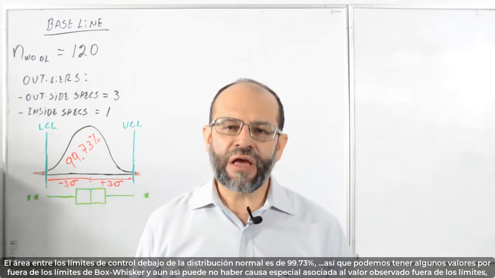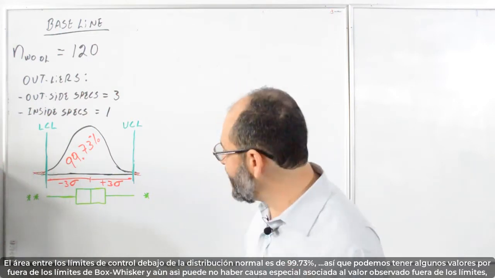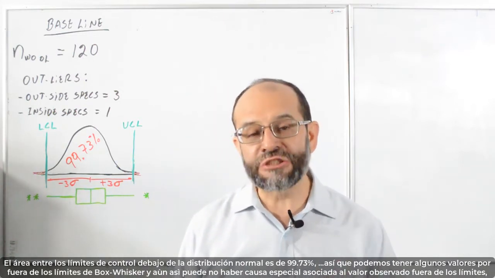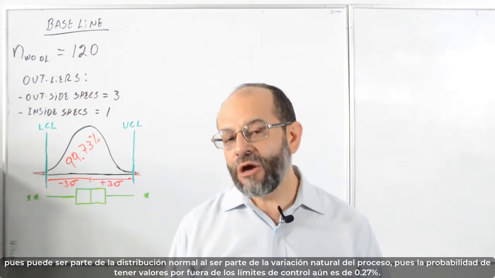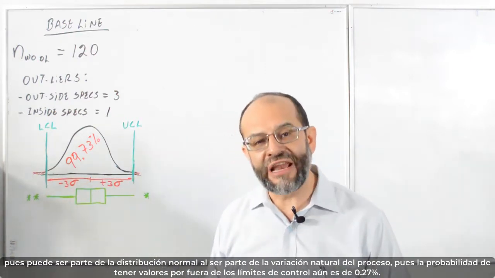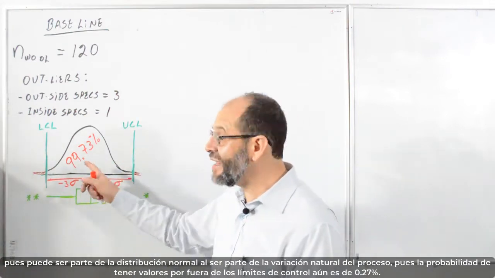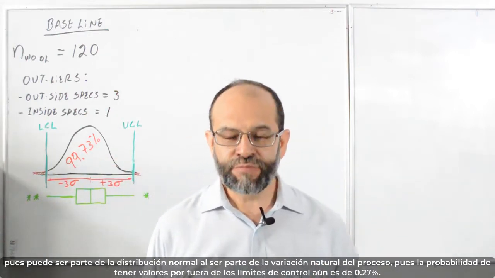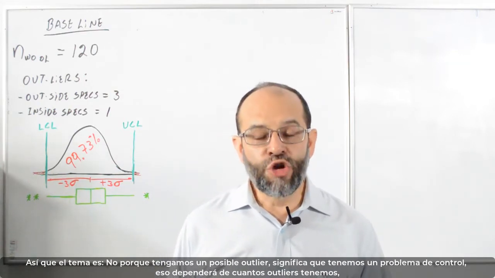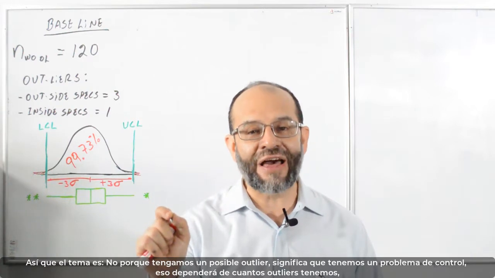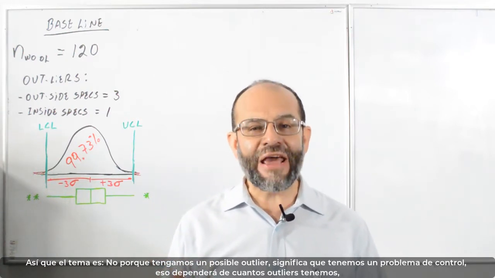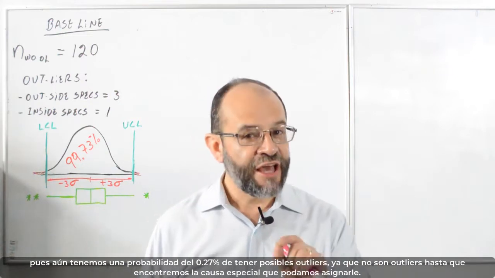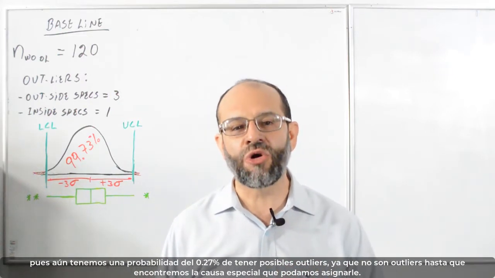99.73%. So we still may have some values that are outside the box whisker limits, and perhaps there is not a special cost associated to that, because that is part of the normal distribution, that is part of the natural variation of the process, because still the probability of having values outside those control limits is 0.27%. So the question is, not because we are having one outlier does that mean that we are having a control problem. It depends on how many outliers, because again we are expecting to have 0.27% of potential outliers. They are not outliers until we find the special cause that we can assign to that one.